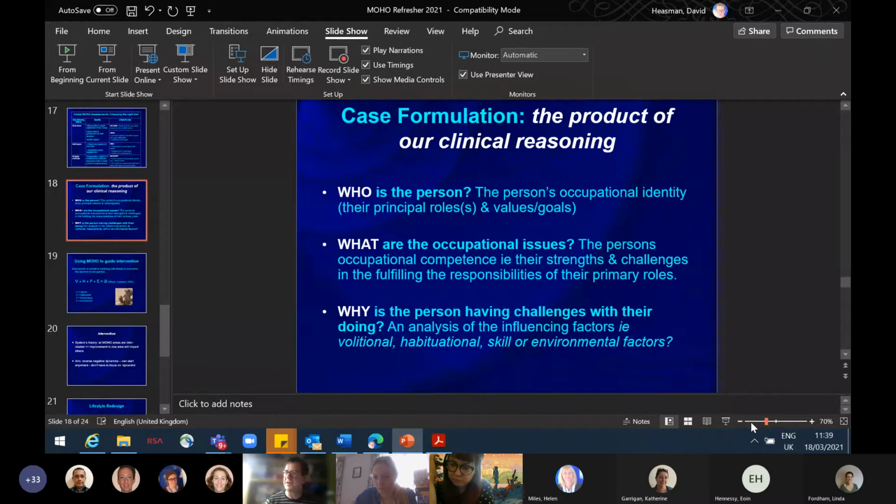If any of you want to have a go at case formulation, maybe finish the work you've just started there, and if you want to have a go at it and send it to me, I'm very happy to have a look at those.